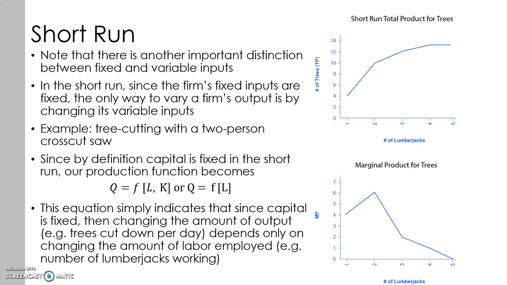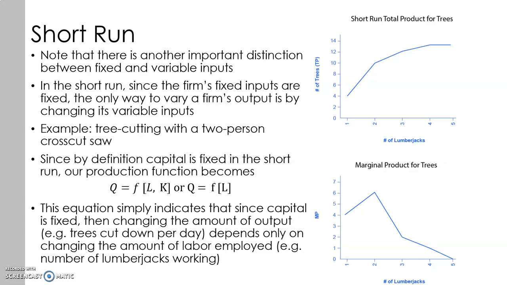One thing I want you to note is that the total product tends to increase, but it increases at a decreasing rate. So as we add more lumberjacks, yeah, we get more trees cut, but every lumberjack after the second one is worth less than the one before him. That's because there's only a fixed amount of capital.